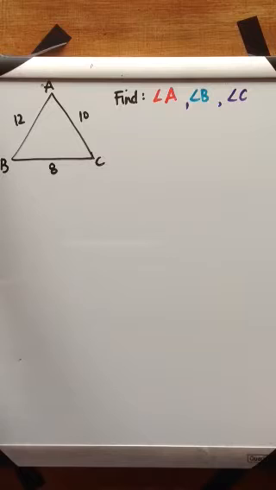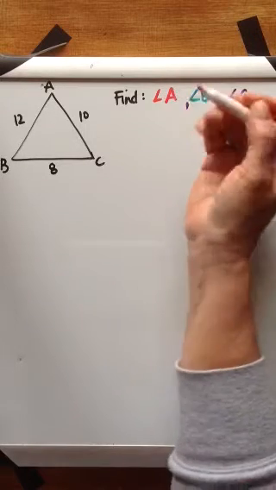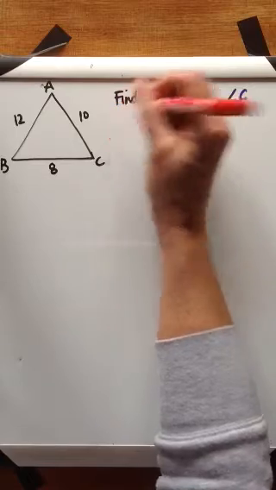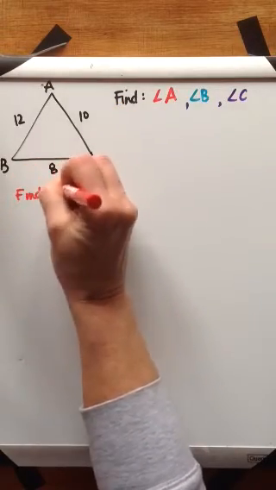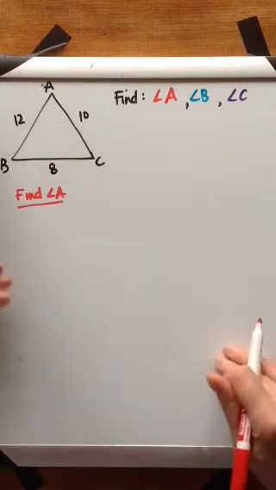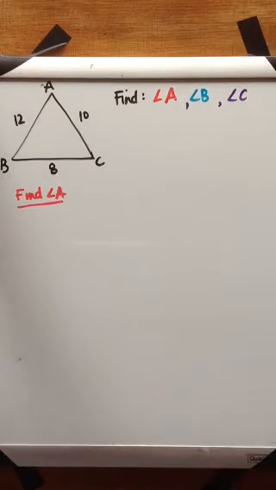All right, I'm given side, side, side. Let's start maybe by finding angle A first. And so again, what I want you to do is make sure you tell me what it is you're doing so that your solution is clear. Otherwise it becomes a lot of calculations and it's hard for me to sift and sort what you're doing.